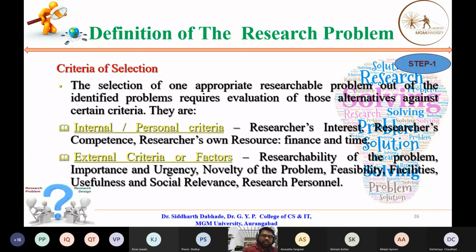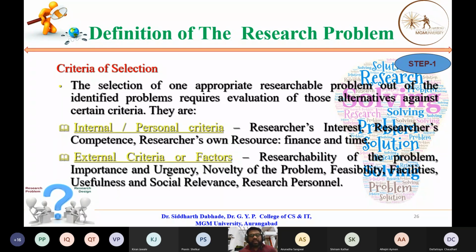Your own resources are required, meaning you need certain facts and figures in your hand. On the basis of that, you can select the appropriate problem. We have already discussed finance and time. So the time barrier and funding are required to complete your research work, and on the basis of that, you need to select the appropriate research problem.